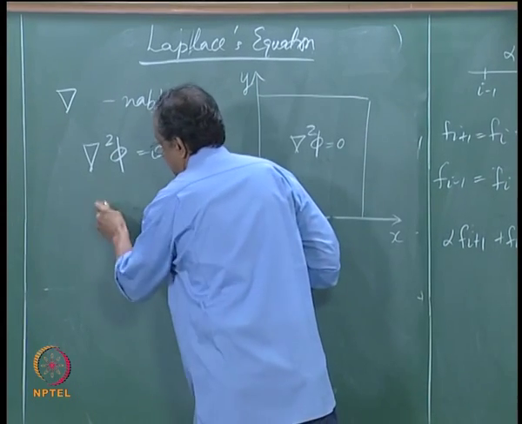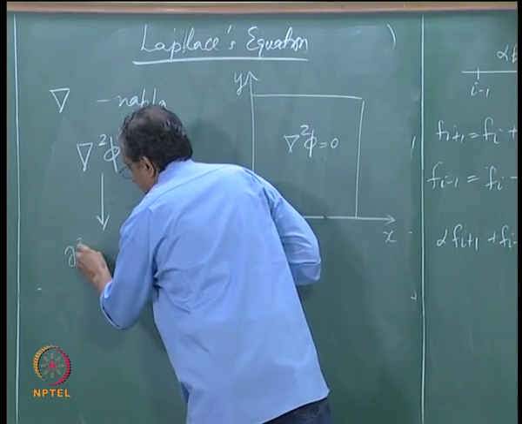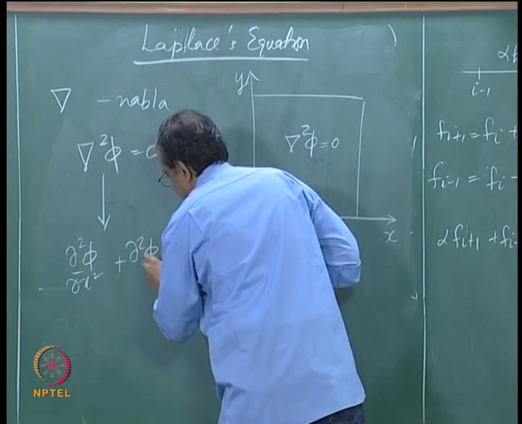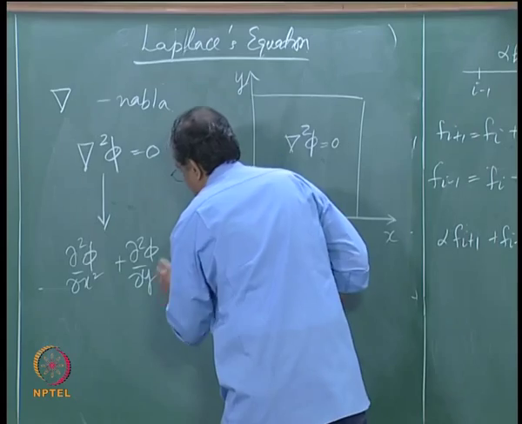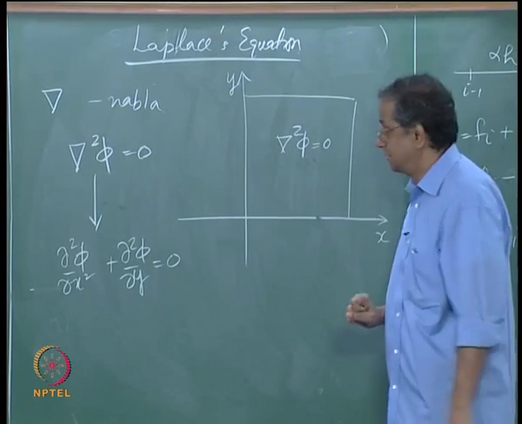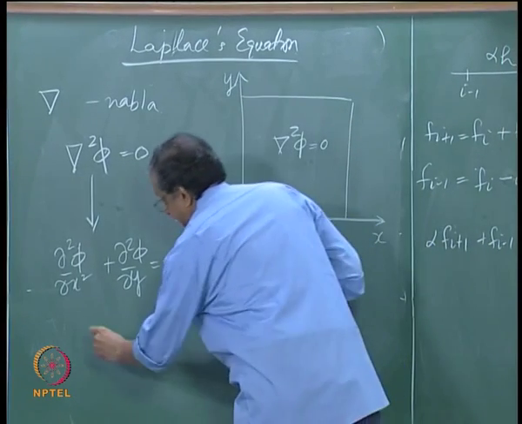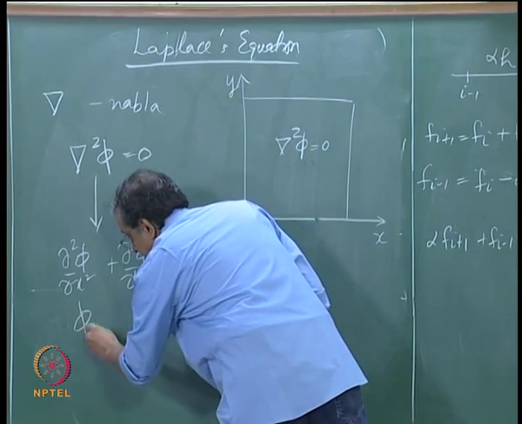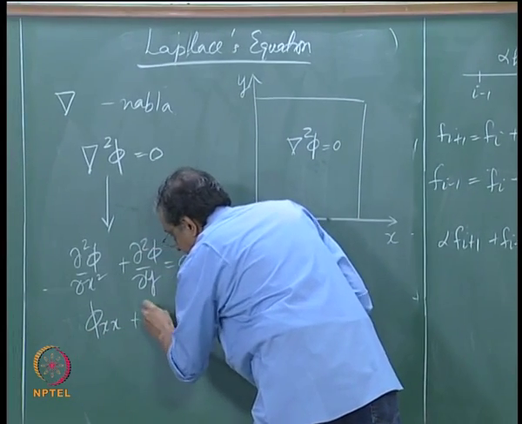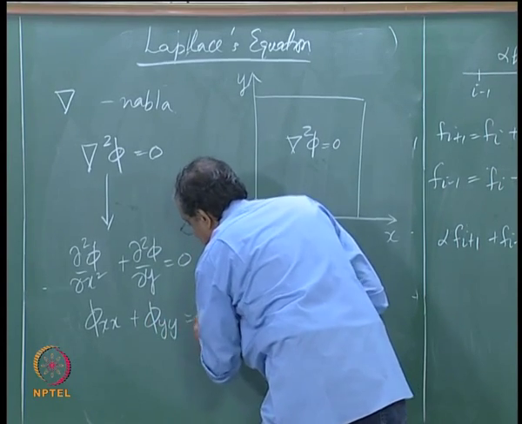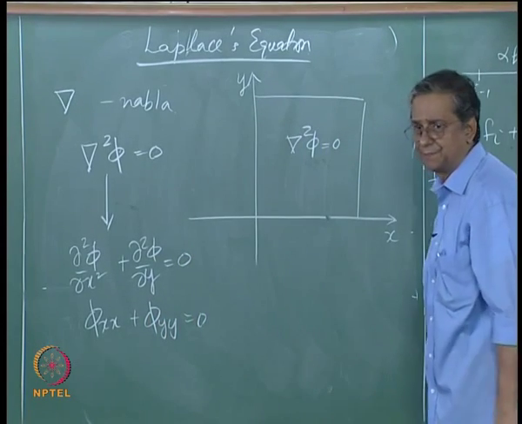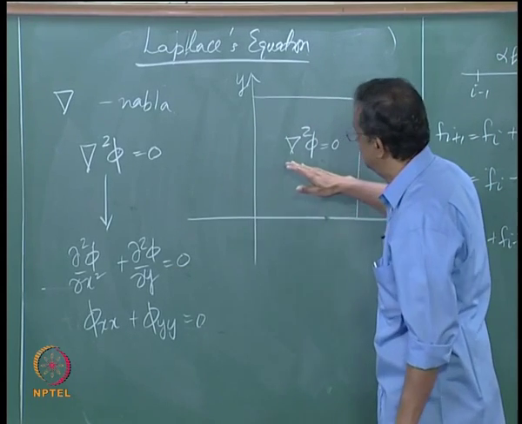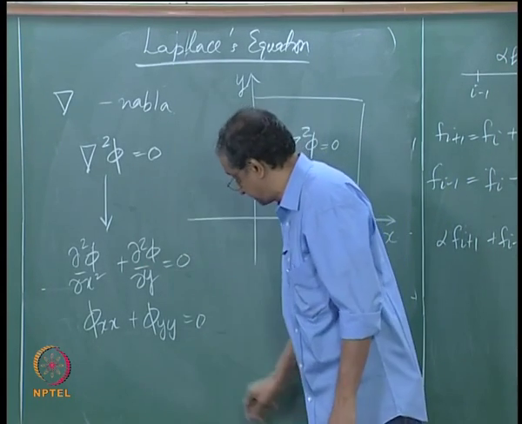So we know that in two dimensions this would be dou squared phi dou x squared plus dou squared phi dou y squared equals 0. I will use an alternative notation. I may switch between them depending on convenience. If there is no confusion, you may occasionally see me write that because it's a much more compact notation. Both of them represent Laplace's equation in two dimensions, and this is an expansion of that nabla squared.